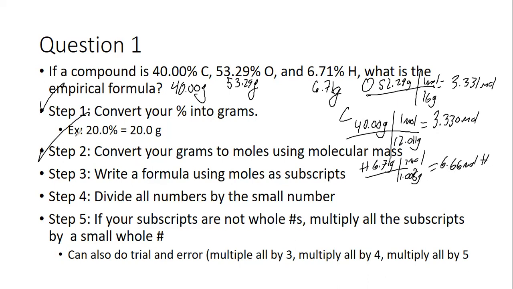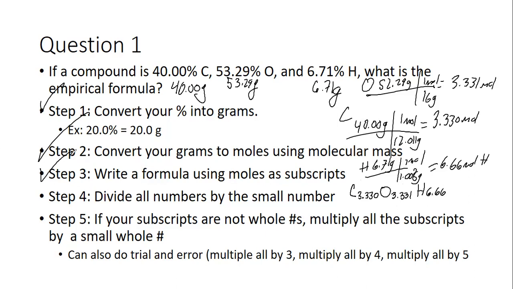Step 3. Now that I have these moles, rewrite my formula using these moles as subscripts. C 3.330, O 3.331, hydrogen 6.66. So that's all that means. Rewrite it.